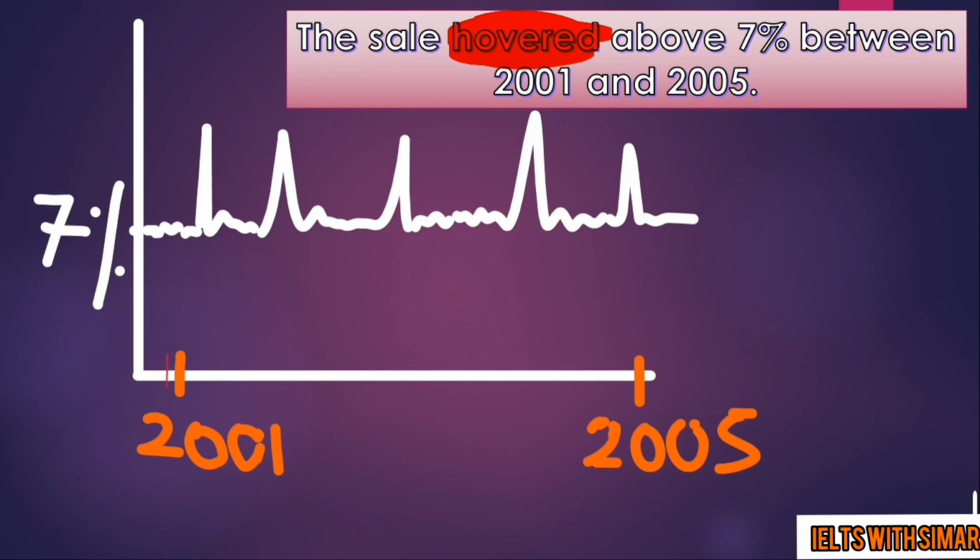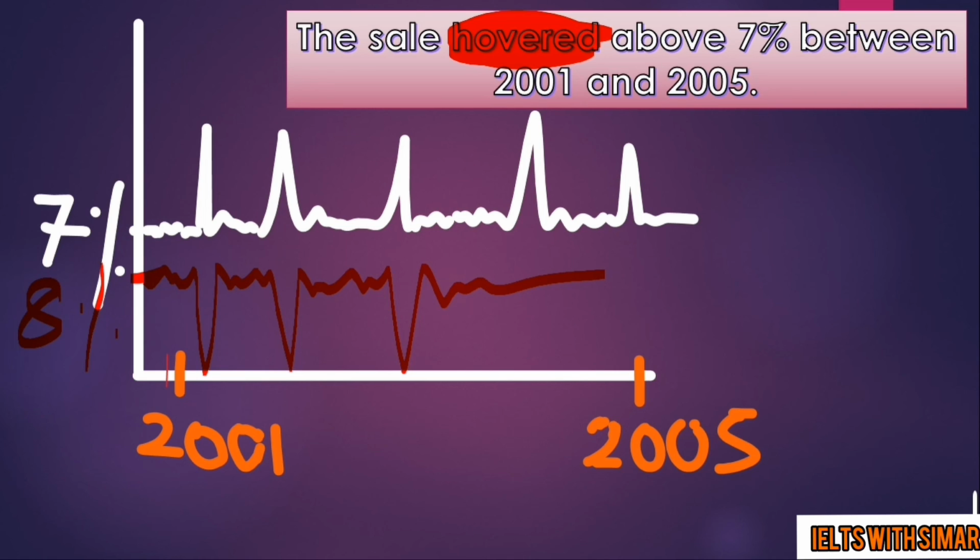When this graph is similar but in the downward direction, then what will we write? Suppose that it is 8%. So instead of writing above, we will write below: hovered below 8%. Here is 8%.